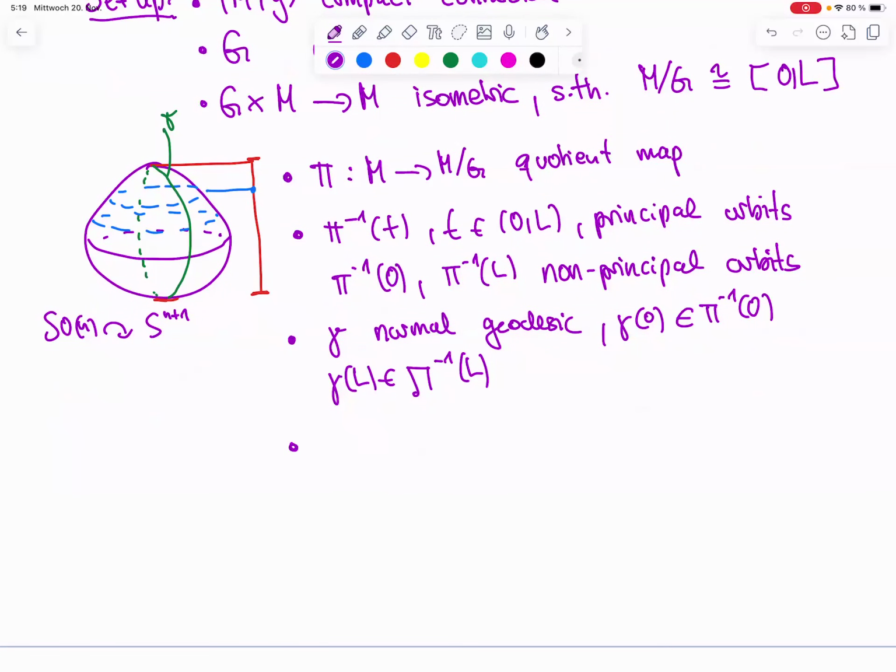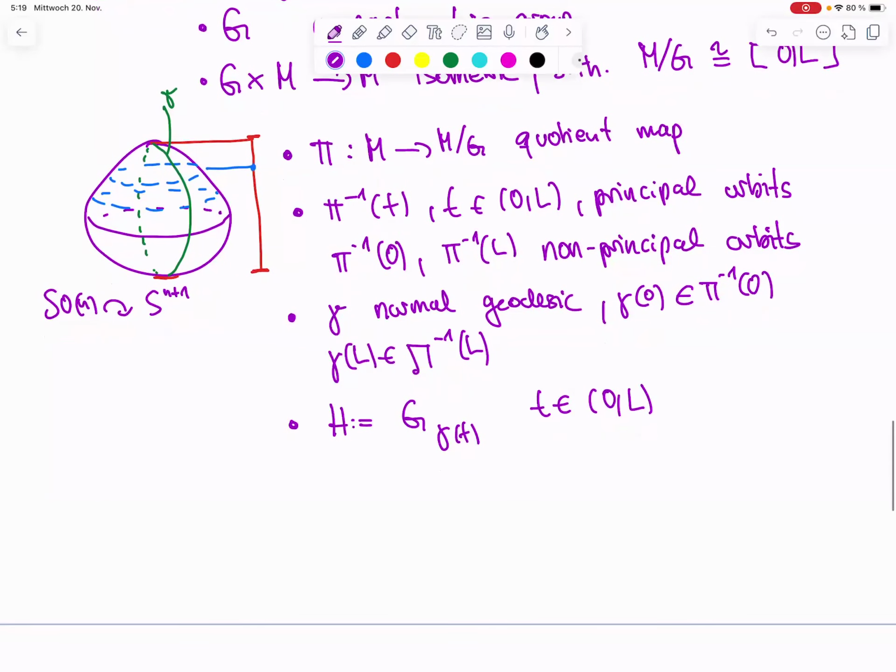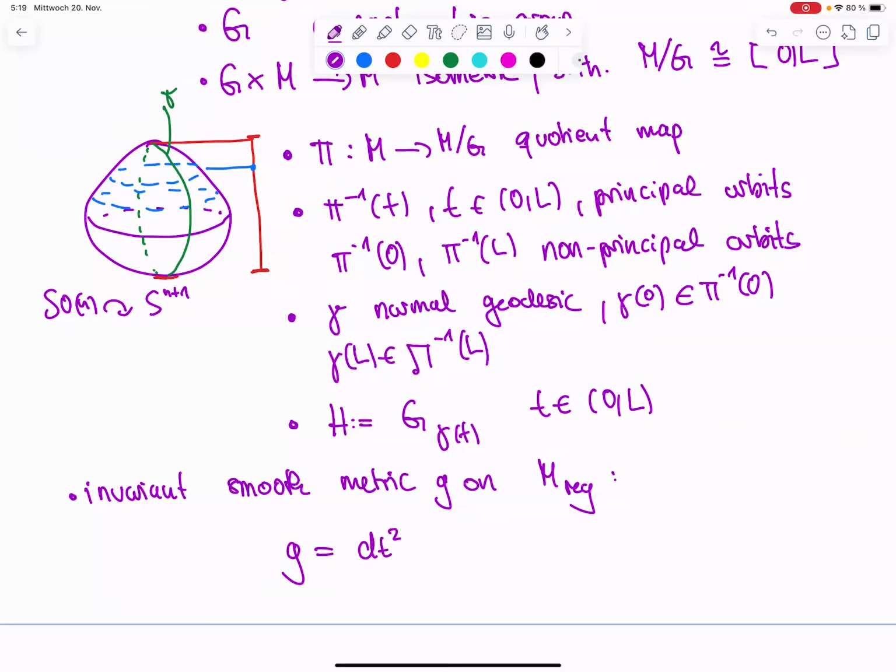And it's also well known that the isotropy groups at gamma(t), where t is in the open interval (0, L), are constant, and we denote these constant isotropy groups by capital H. Then there's an invariant smooth metric g on the regular part of M, so the union of the principal orbits, such that g is dt squared plus g_t for t in this open interval, where this g_t constitutes a smooth one-parameter family of metrics on G/H.